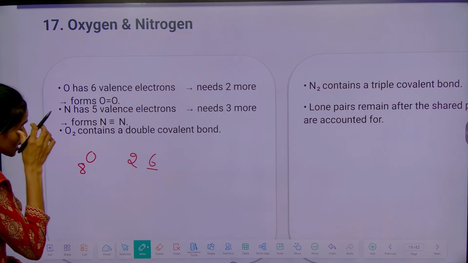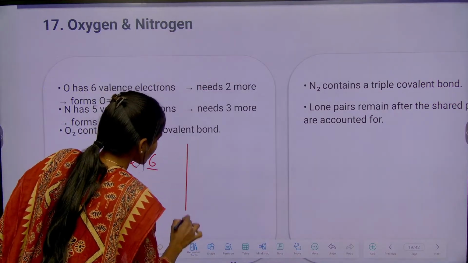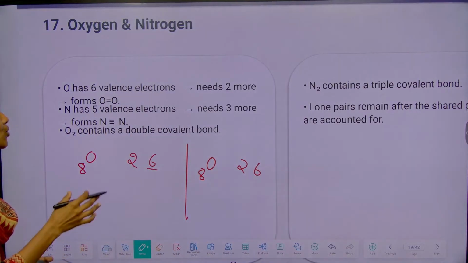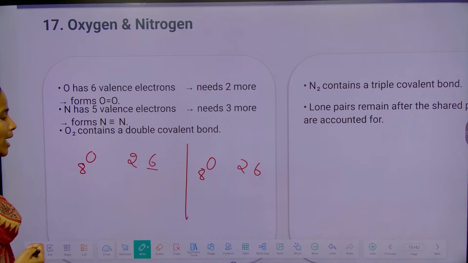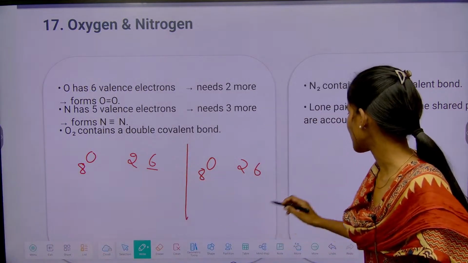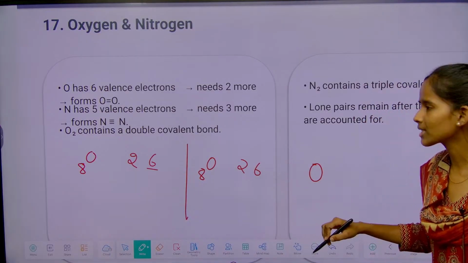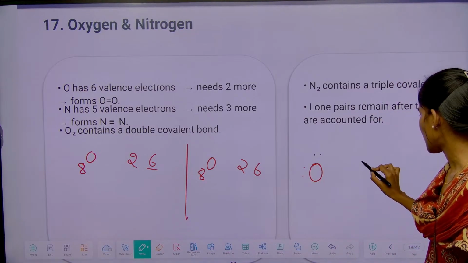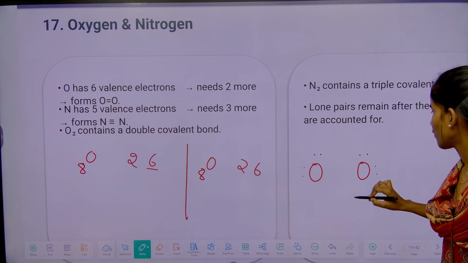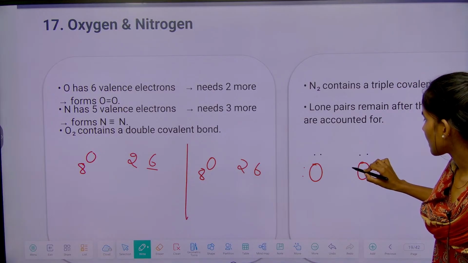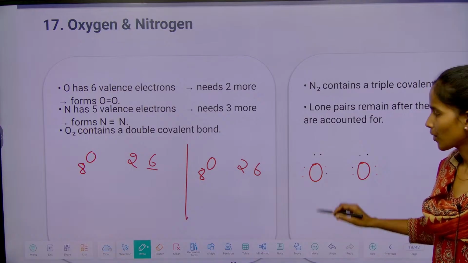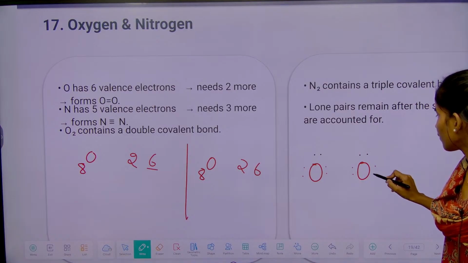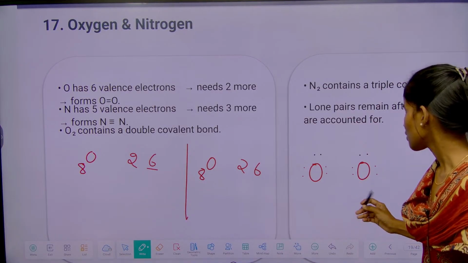So 2 oxygen atoms are there, and the other oxygen also has configuration 2, 6, right? So these 2 oxygens will share 2 electrons. If you see the Lewis dot structure, you will understand it. Oxygen, these 6 electrons I will represent as 1, 2, 3, 4, and 5th and 6th I am keeping here. 1, 2, 3, 4, 5, 6 electrons in one oxygen atom, and 1, 2, 3, 4, 5, 6 in another atom.